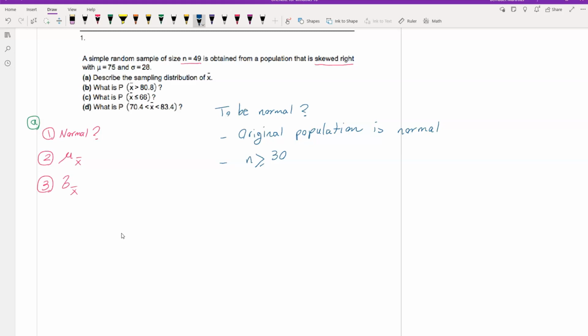In this case it says the population is skewed right, but here we have n equal to 49, so we can use this to say that the sample size is large, meaning that our answer for this part is yes. It's yes because of having a sample size equal to 49.